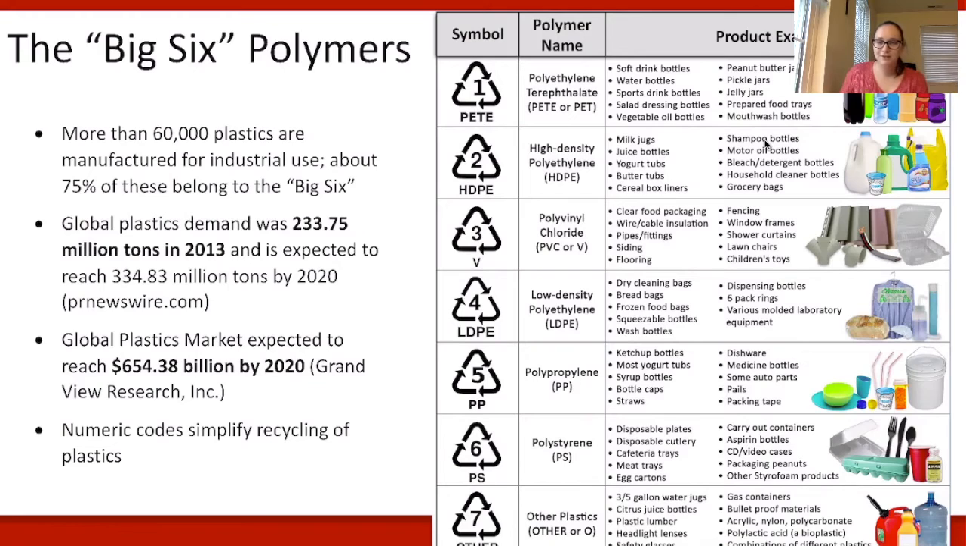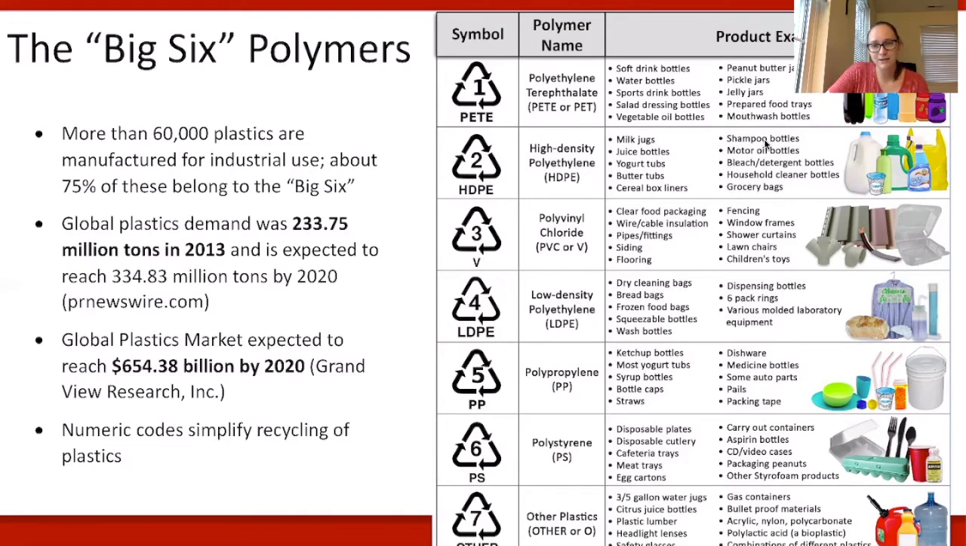So I have some facts about polymers here. More than 60,000 plastics are manufactured for industrial use. 75% of them are within these main six that I showed you. The big six is what they call them. There were 233 million tons of plastics made in the world in 2013, and it's expected to reach 334. I did not look that up for this year or last year, so I'm going to look that up and let you guys know.